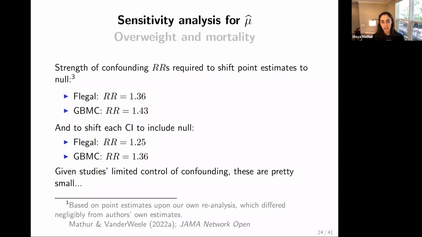E-values to shift each confidence interval for the pooled estimate to include the null were 1.25 for Flegel and 1.36 for GBMC. So that's kind of interesting. I think given the relatively limited control of confounding in these studies, it seems to me relatively plausible that there could be this amount of residual confounding, again, by factors like socioeconomic status or diet or physical activity. And so that's interesting. And we also see relatively comparable e-values for these two meta-analyses.